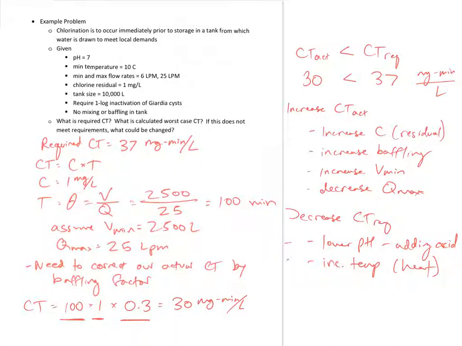So this just shows the process to go through in any of these chlorination problems. We're going to figure out our required CT using the tables, calculate our actual CT, in which we take into account the concentration, the time, and baffling factors, and compare the two.